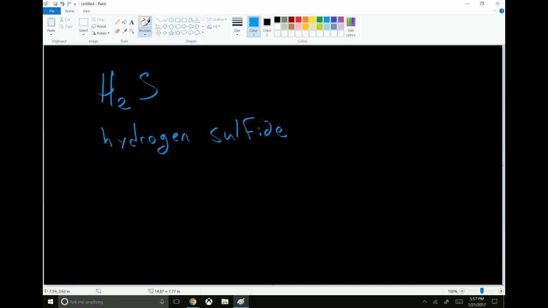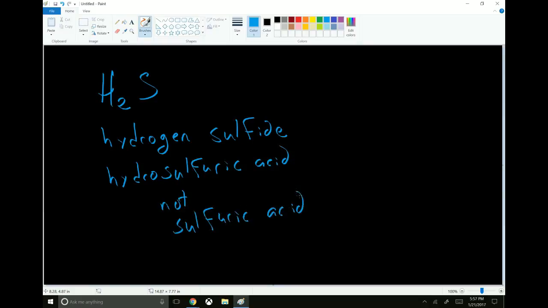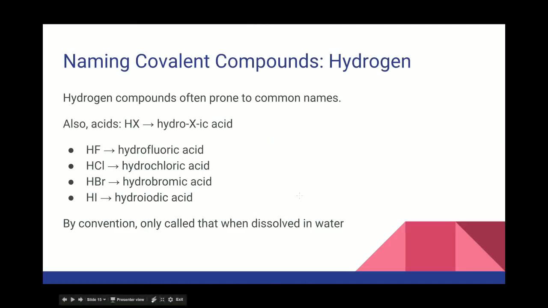And then you dissolve it in water, and it becomes hydrosulfuric acid. And I want to point out that hydrosulfuric acid is different from sulfuric acid. Okay, hydrosulfuric acid is a weak acid. Sulfuric acid is a strong acid, and they're different compounds, different behaviors. Yeah, that's going to be kind of annoying, but you do what you do, right? This is one of those common name sorts of things that's never, ever, ever going to go away, because we use these acids all the time.